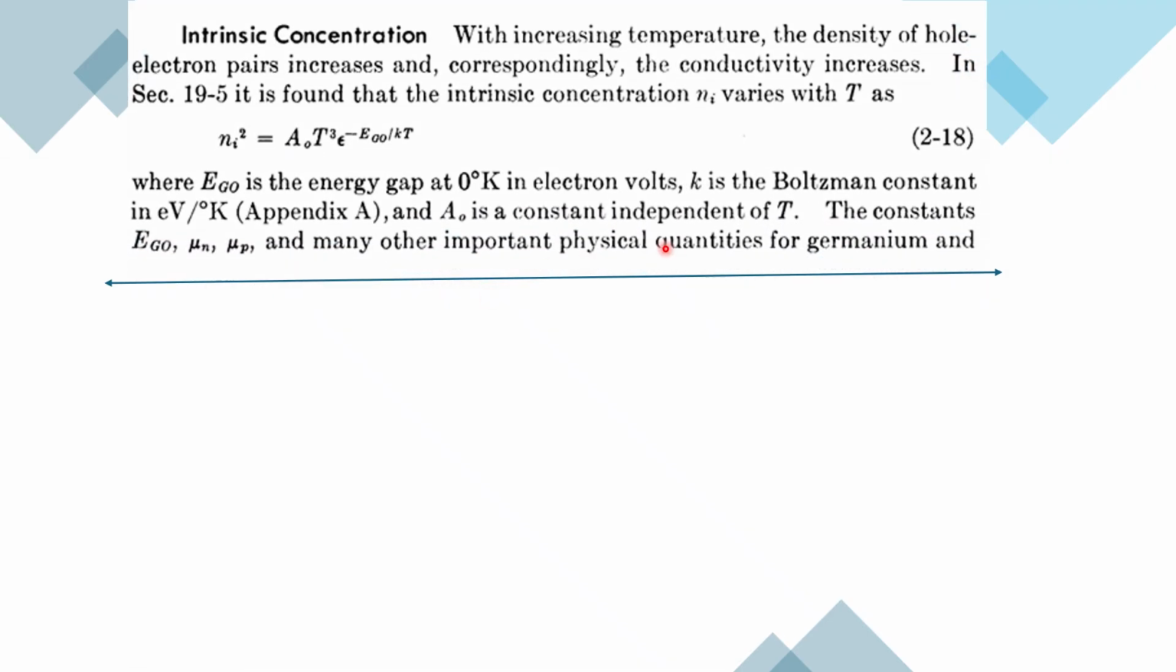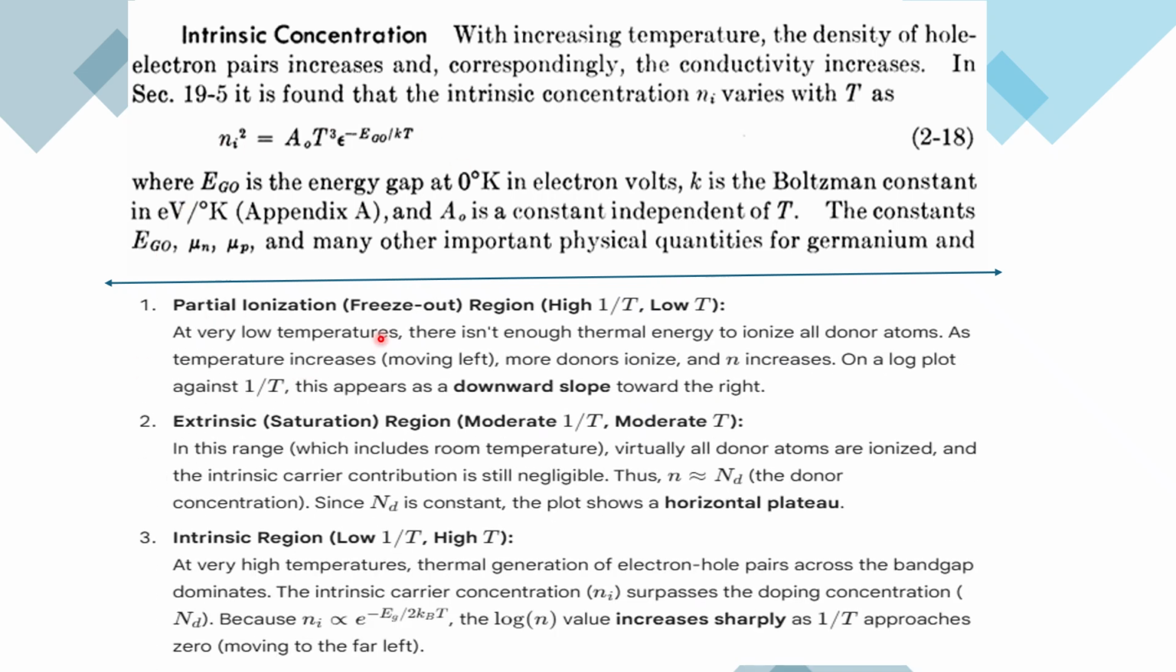So the intrinsic concentration formula is valid here only, and you can check some more details about it. So partial ionization is region one, where the temperature is very low, so 1 by T is very high. That comes under partial ionization, also called freeze-out. At very low temperature, there isn't enough thermal energy to ionize all the donor atoms. As temperature increases, more donor atoms ionize and n increases, right? So on a log plot against 1 by T, it appears as a downward slope.